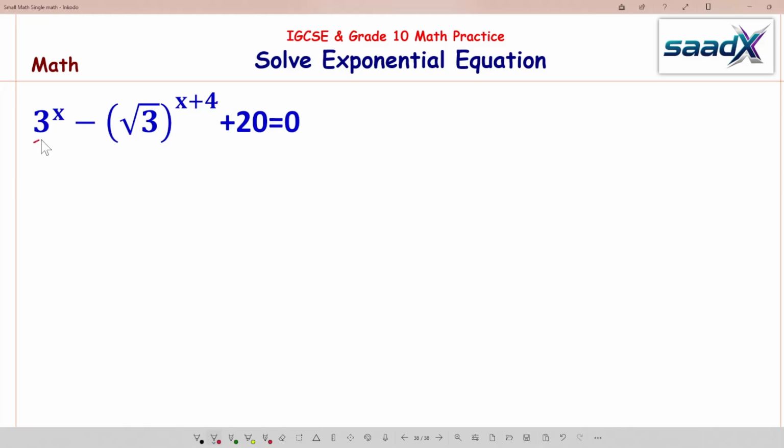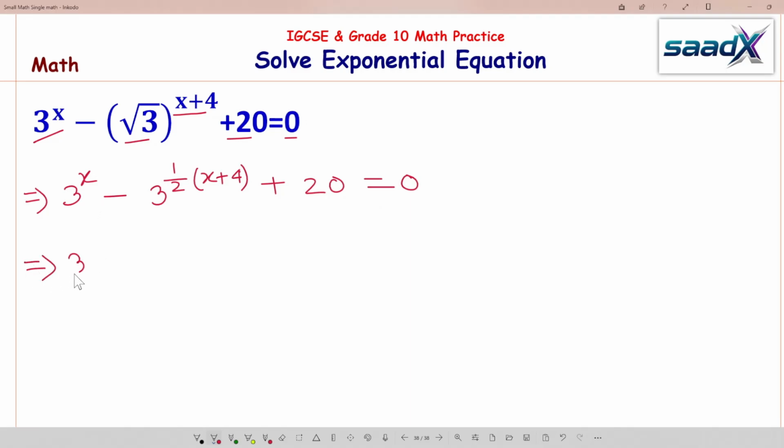The question is 3 to the power x minus root 3 to the power x plus 4, plus 20 equals 0. This is very important math. So first, 3 to the power x will be unchanged, minus, again, root 3 we can write as 3 to the power 1 by 2, times x plus 4, plus 20 equals 0.